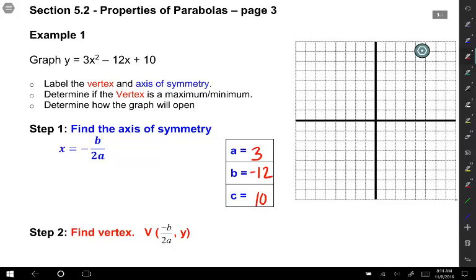Oh, 1, 1, 2, 4, 3, 9. Remember the pattern we talked about yesterday? That only works though if a equals 1.